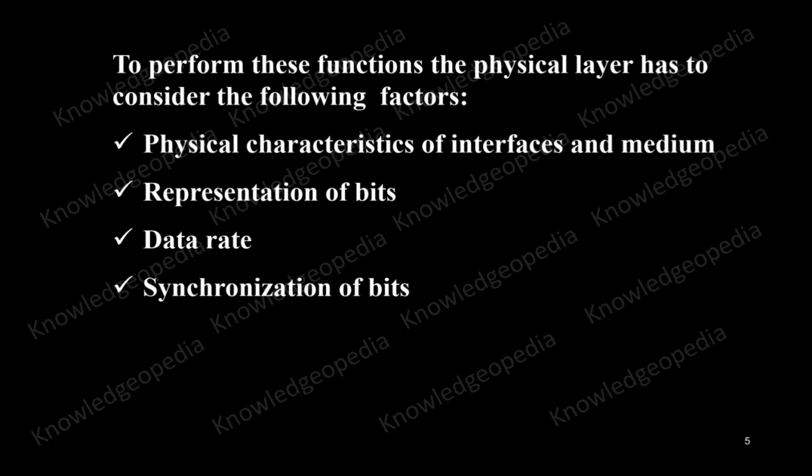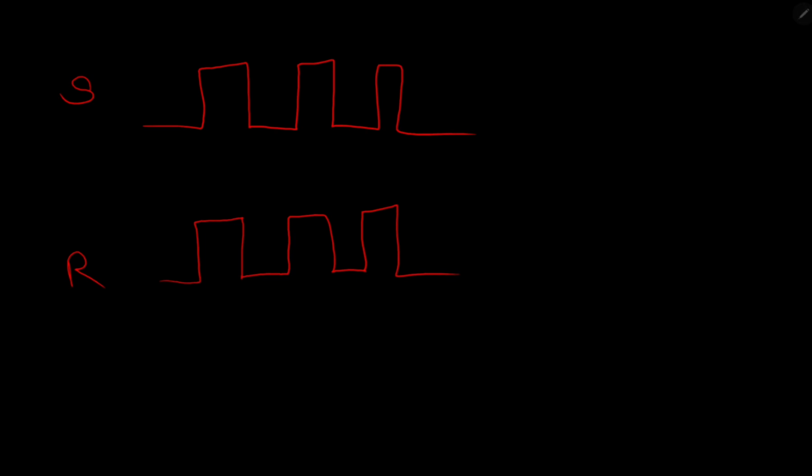Next is synchronization of bits. What is synchronization of bits? Sender is sending this bit pattern, and the receiver is also receiving this same bit pattern. Assume these are the time periods of the signals. When sender is sending the signal, the receiver should understand that this is the beginning of the bit interval, and this is the end of the bit interval. Within this time, the value is higher, that means 1. Within this time, the value is lower, that means 0.